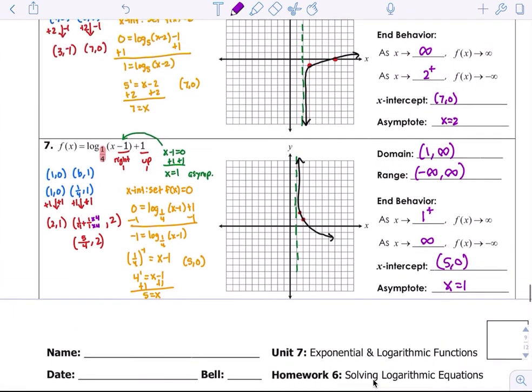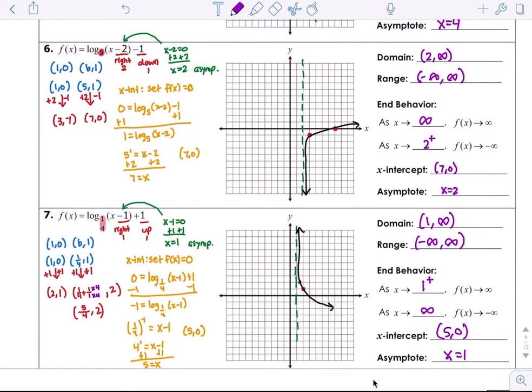So this is some pretty good practice right here, you guys. So good luck, okay?